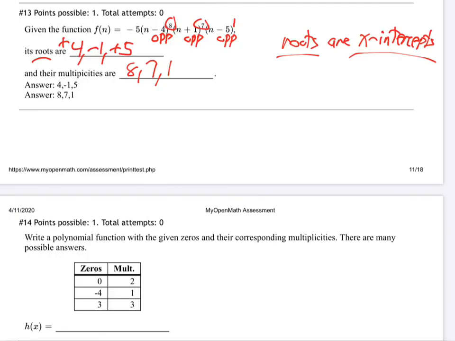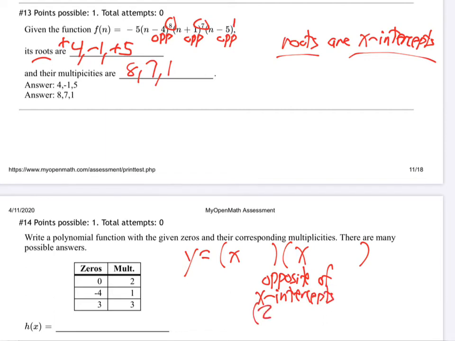Oh, we got to do 14 down here. So 14, they want us to write a polynomial that fits the situation. So again, we're practicing with this. Remember, it's x, parenthesis, and it's going to be opposite of the x-intercepts. Or they're also called zeros or roots. They have a lot of names. So x-intercepts are also called zeros. They're also called roots. So here they're calling them zeros.